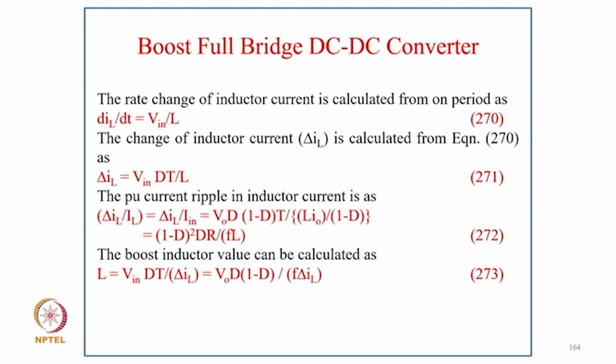So the rate of change of the inductor current is calculated from the on period as dIL upon DT equal to V in upon L. So the change of inductor current is delta IL equal to V in DT upon L, and the per unit current ripple in the inductor is delta IL upon IL equal to V0 D into (1 minus D) T divided by L I0, equal to (1 minus D) square D R upon 2 F L, and the boost inductor value can be calculated as L equal to V in DT upon delta IL equal to V0 D (1 minus D) divided by F delta IL.